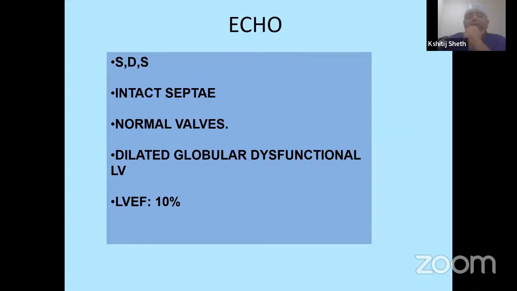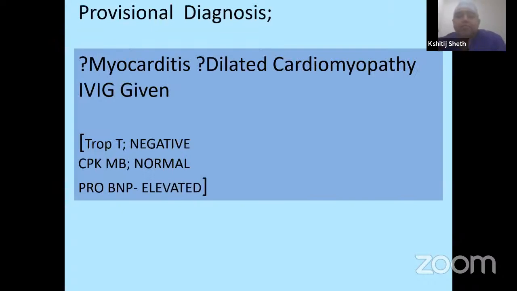And an echo was done, which said normal valves, intact septae, globular dysfunctional LV, EF of 10%. So you have a child who has severe LV dysfunction, presenting with cardiac failure after a short history of recent onset fever. So the provisional diagnosis would be either myocarditis or cardiomyopathy. The two can be differentiated basically on history. Myocarditis will be a short history, dilated cardiomyopathy will have a prolonged, long history. So the treatment of choice for myocarditis is IV immunoglobulin.